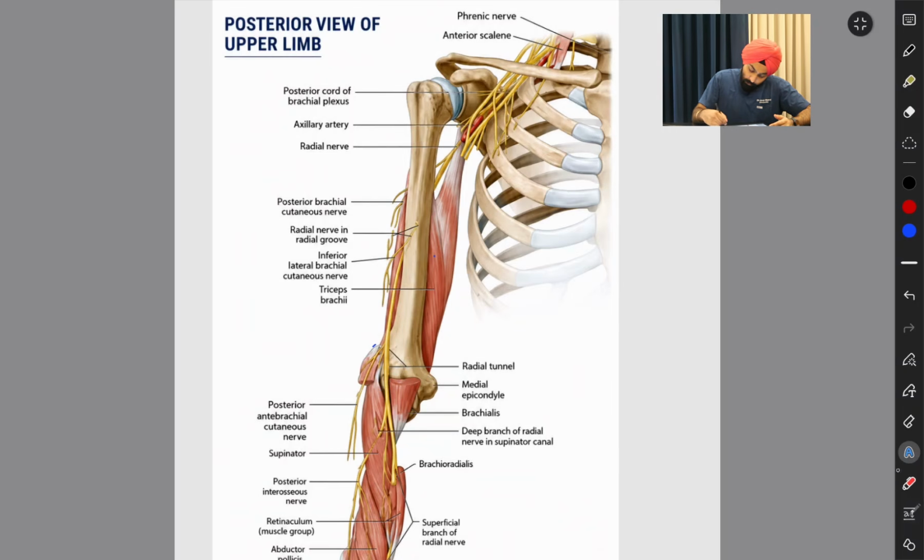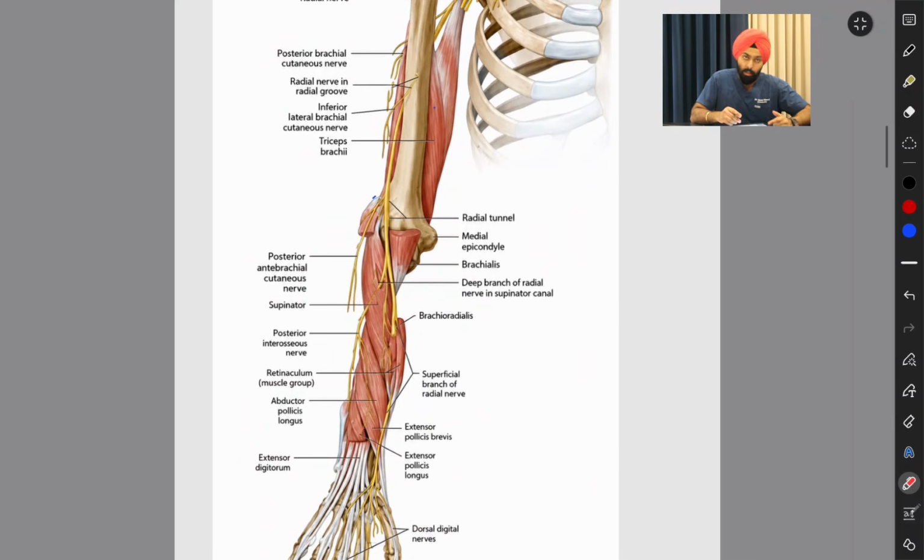Further, it divides into two. This is the deep branch, and this is the superficial branch. We see the superficial branch descending along the belly of the brachioradialis to ultimately supply the dorsoradial aspect of the hand, whereas the motor part, that is the deep part without any sensory component, is called the PIN, and it ultimately supplies the supinator through which it's passing, as well as the extensors of the forearm, the wrist, the thumb, the fingers.